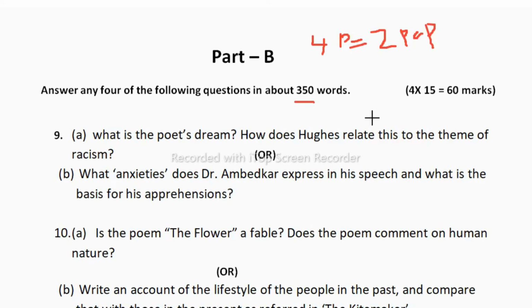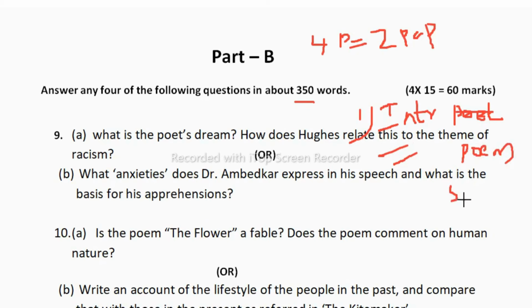But how will you write? First you should write the introduction to the poet, Langston Hughes. If you are writing some prose, you should write about the author. So this introduction to the poet first, within 3 or 4 lines. The second one, introduction to the poem. If you are writing prose, then introduction to prose.